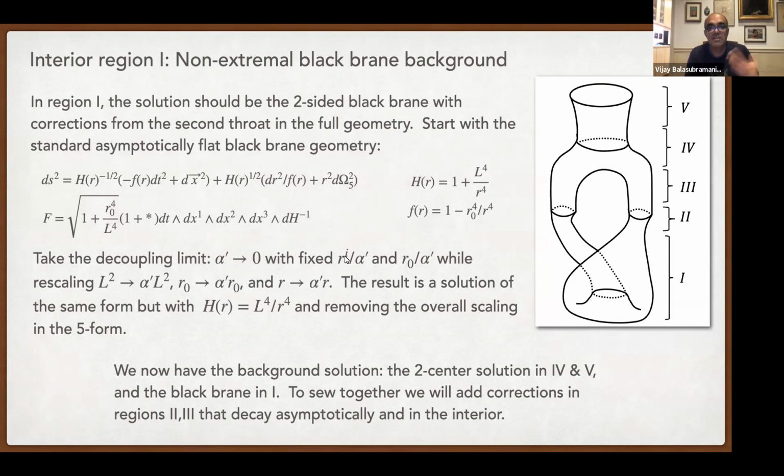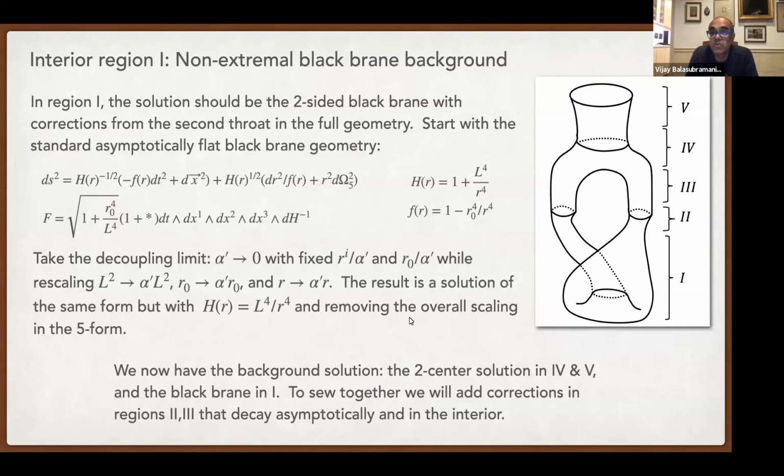But as usual, in these kinds of scaling limits, you lose the 1 in the harmonic function. So that makes this thing sort of asymptotically AdS. And some things happen to the phi form where this overall factor sort of goes away. Anyway, so that's the standard local form of the black brane solution in AdS5, and we've extracted them both using some scaling limit. Okay, we now have our background solution.